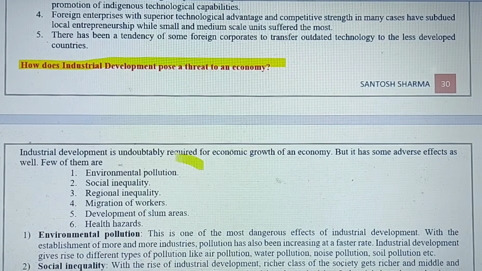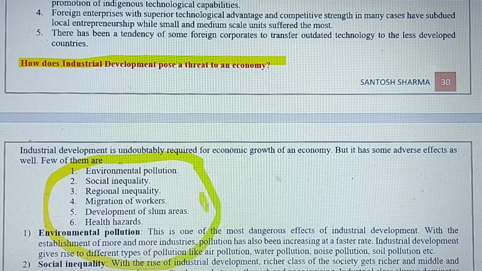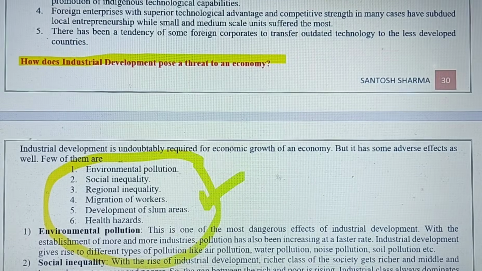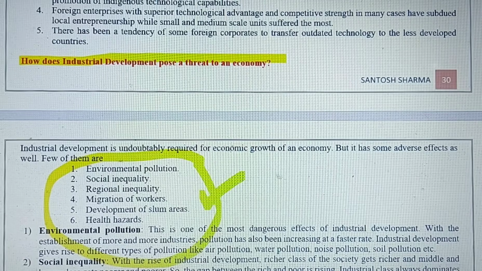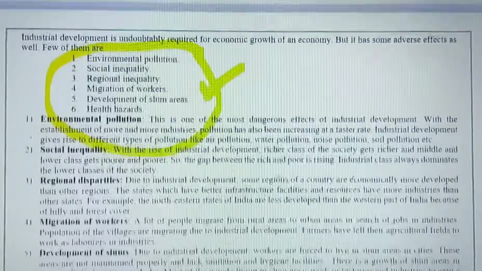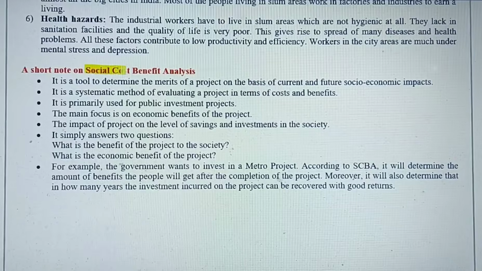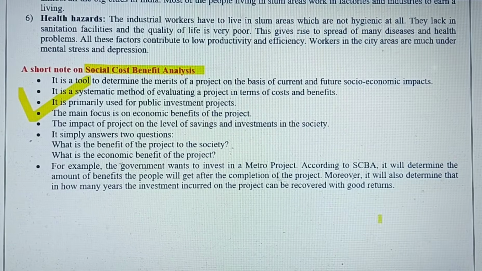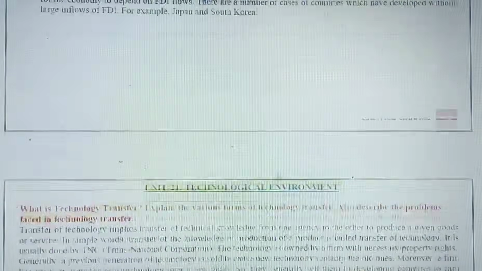Whenever every activity has some side effects, so this technological revolution which is going on in this world also poses some type of challenges and issues or threats. So the main threat is environment pollution. So you can mention these 6 points to write your answer. One short note on social cost benefit analysis. So this one also you can get in the exam. So these are a few most important questions that you should revise for this exam.